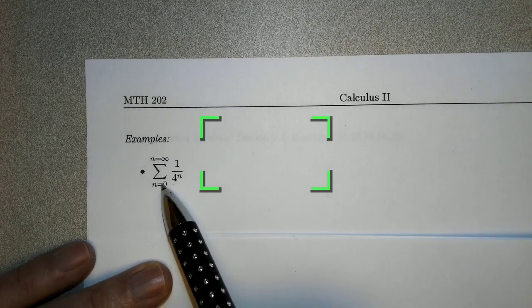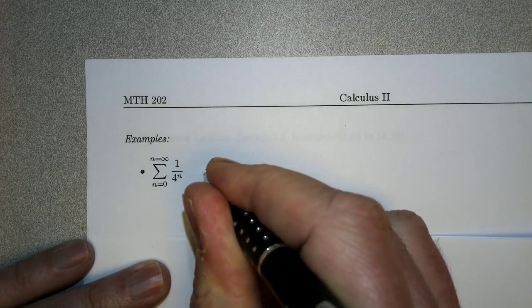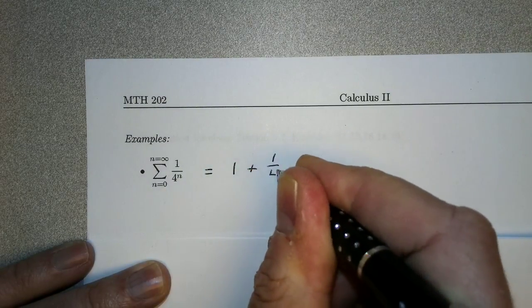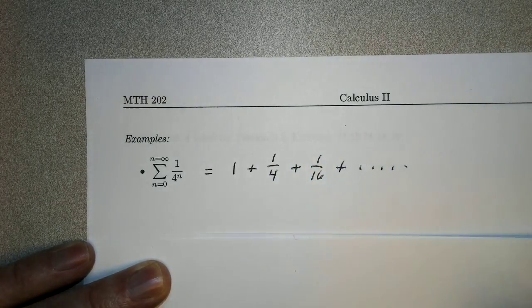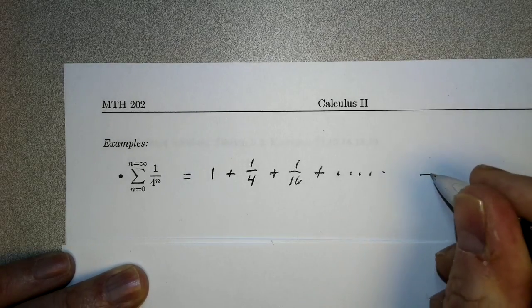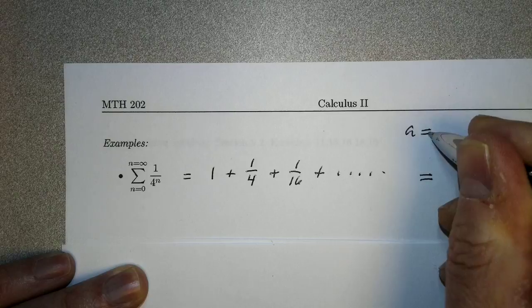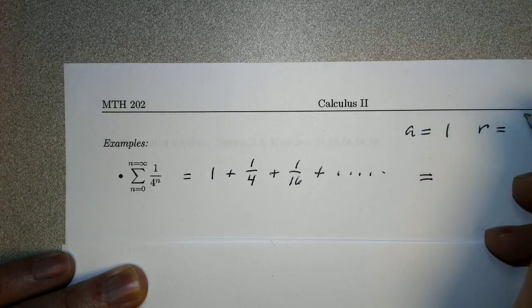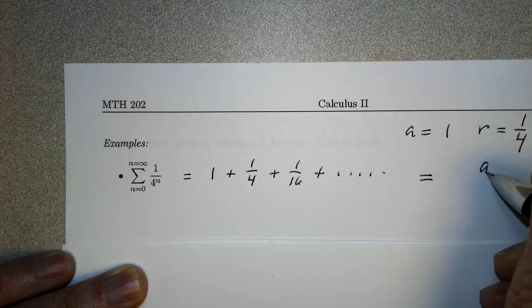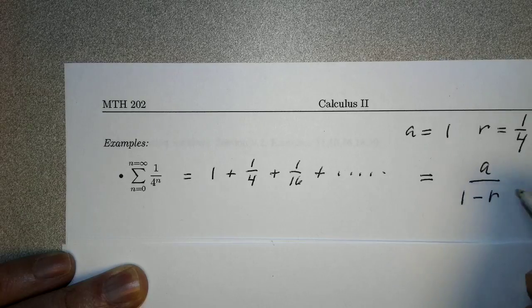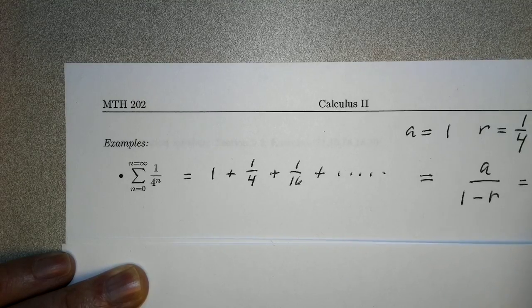The series from n equals 0 to infinity, 1/4 to the n. So this would be 1 plus 1/4 plus 1/16, and we would go on and on and on forever. This adds up to be, remember, a is 1, r is 1/4, so this adds up to be a over 1 minus r, which is 1 over 1 minus a quarter, and 1 minus a quarter is 3/4. 1 over 3/4 is 4/3.